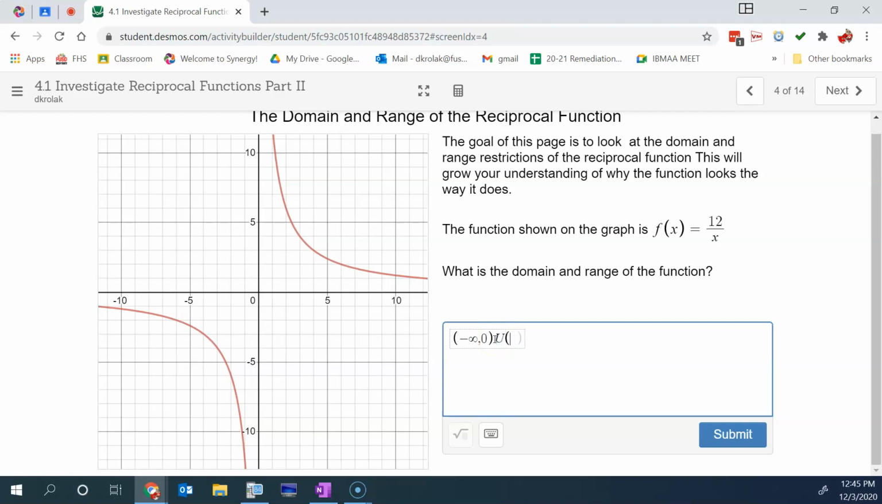And then this branch of the graph, the x-coordinate is very close to 0, but doesn't include it. And now as I move to the right, the x-coordinate is going to move out to positive infinity. So this part would be from 0 to infinity and beyond. Okay, that would be my domain.